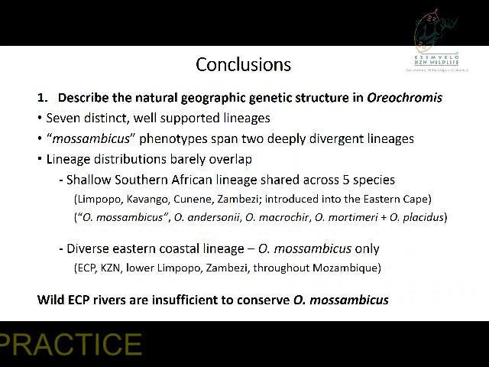Okay. So, in terms of our objectives, yes, there's 7 distinct, well-supported lineages. Mozambicus, there's 2 extremely divergent lineages that we're calling Mozambicus, which barely overlap in distribution. There's been a proposal that the rivers going into the wild coast of the Eastern Cape should be the fundamental reserve for Oreochromis mozambicus overall. Well, that's not a viable idea. That would only conserve one of these 2 lineages. So one entire lineage would be left for invasion to go ahead.